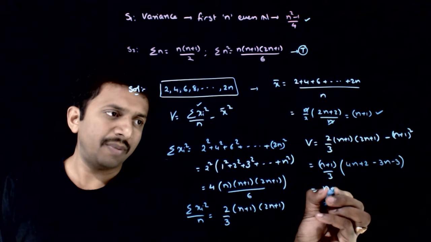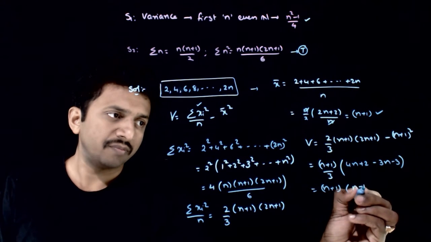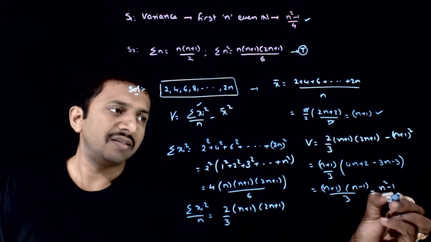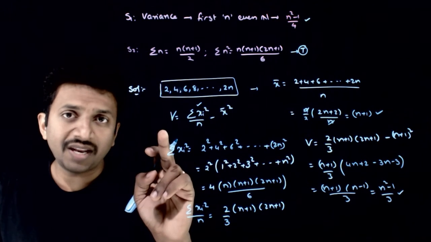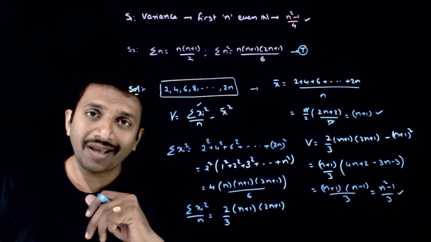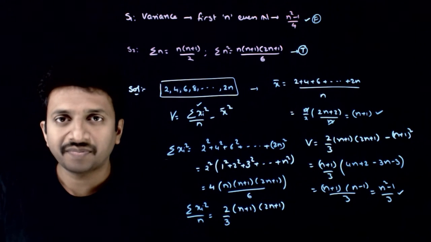That is equal to (n + 1)(n − 1)/3, which is equal to (n² − 1)/3. Hence the variance of the first n even natural numbers is (n² − 1)/3, not (n² − 1)/4. So this statement is false. Thank you.